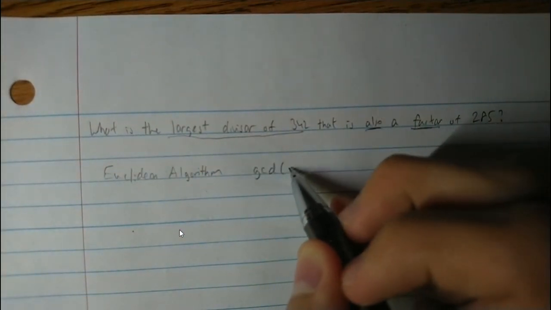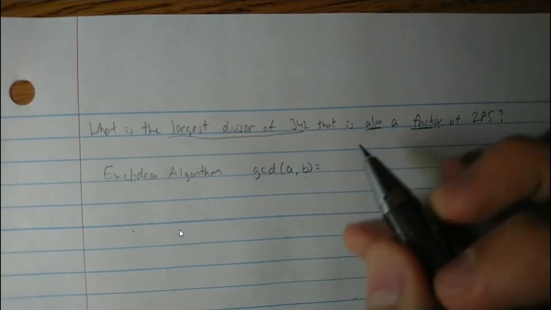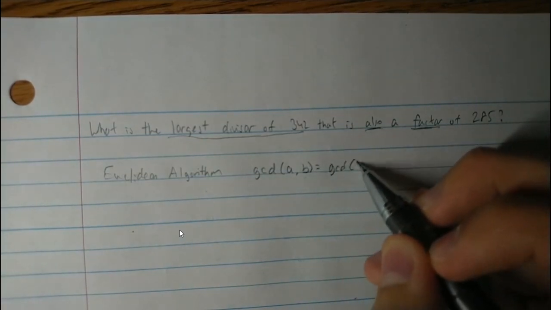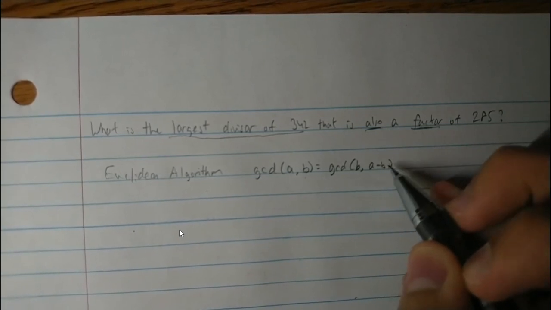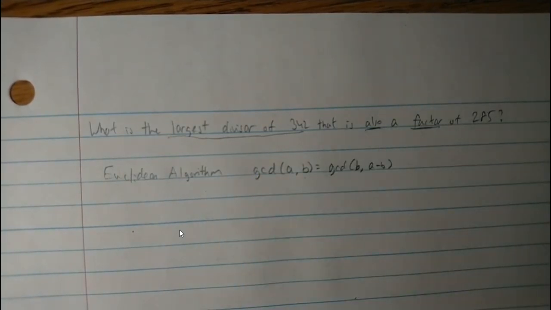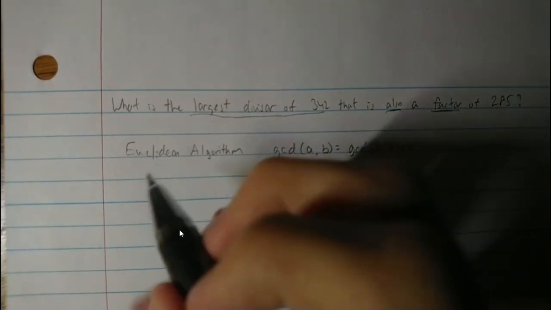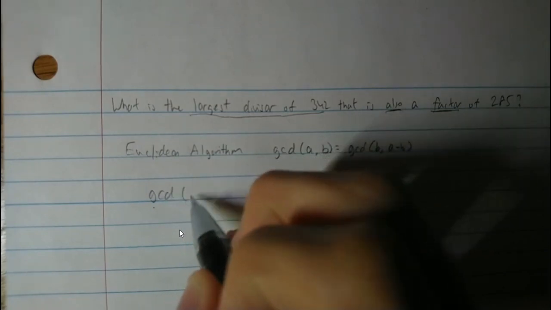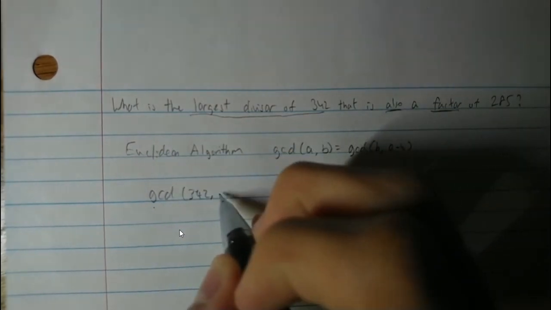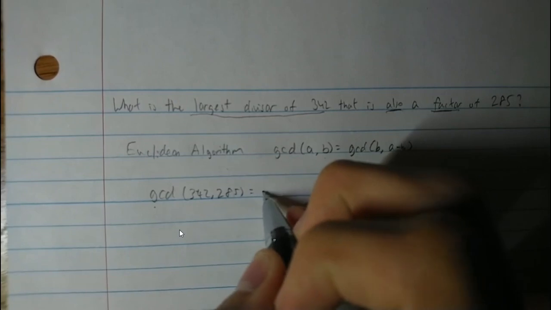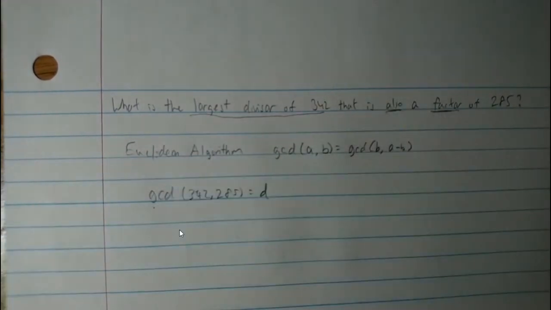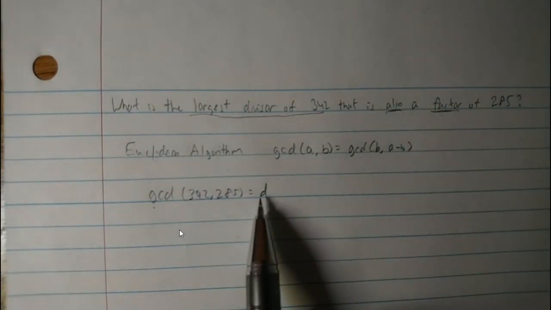The greatest common divisor of two numbers, a and b, equals the greatest common divisor of b and a minus b. Okay, great. But let's see if we can unpack what this means, really understand what's going on here. So 342 and 285. Let's say their greatest common divisor is some number, we'll call it d. We don't know what it is yet, but we know we're finding d. That's what we want to find.